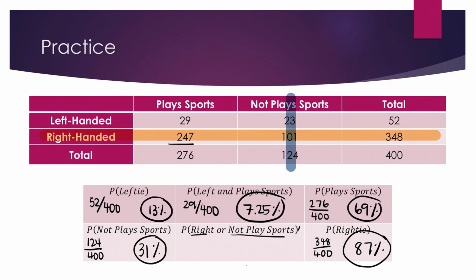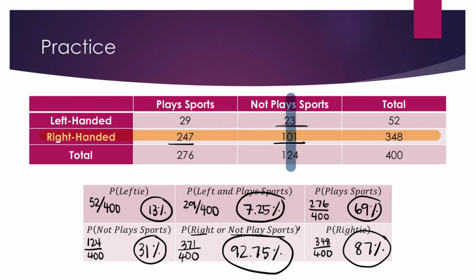So I'm just going to do 247 plus 101 plus 23. So 247 plus 101 plus 23, which is 371. I'm going to divide that by 400, and I get 92.75%.